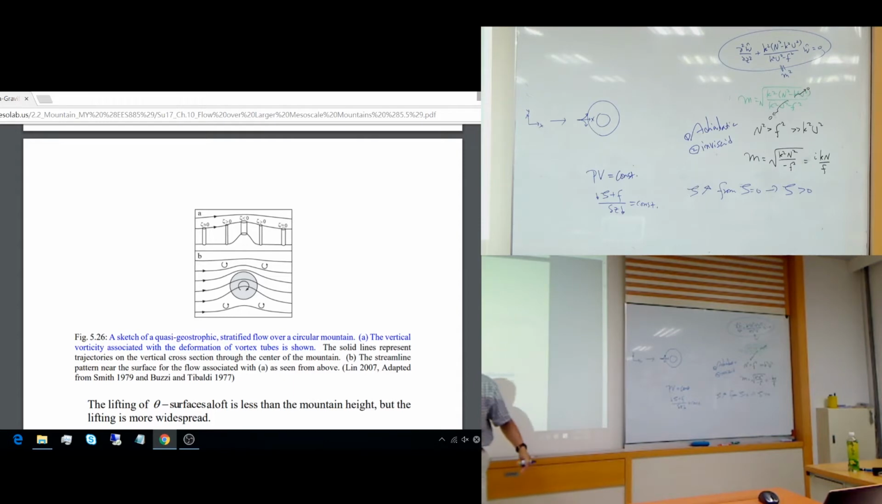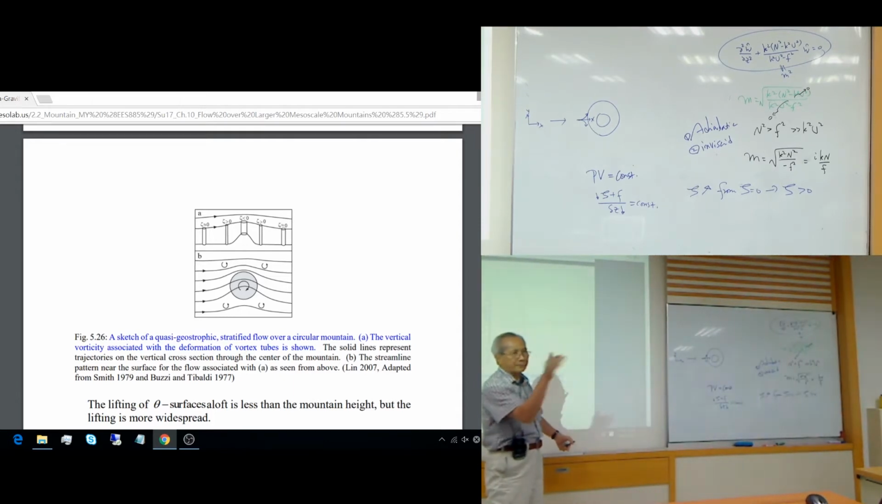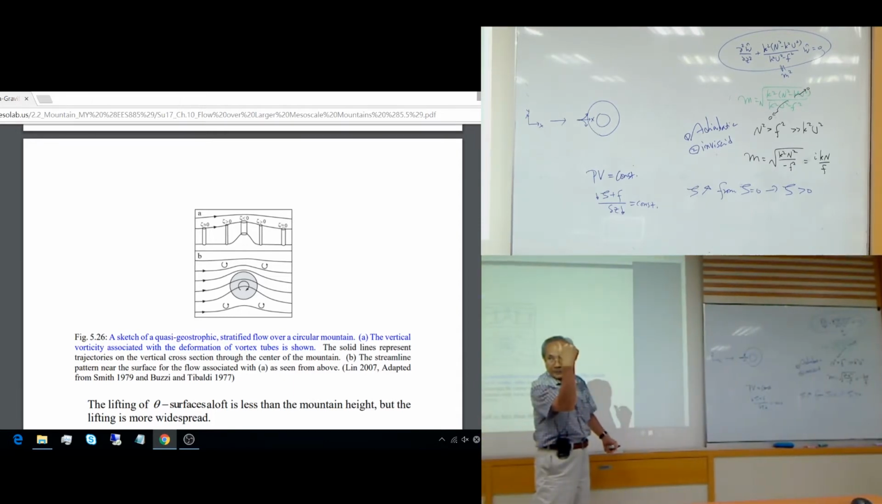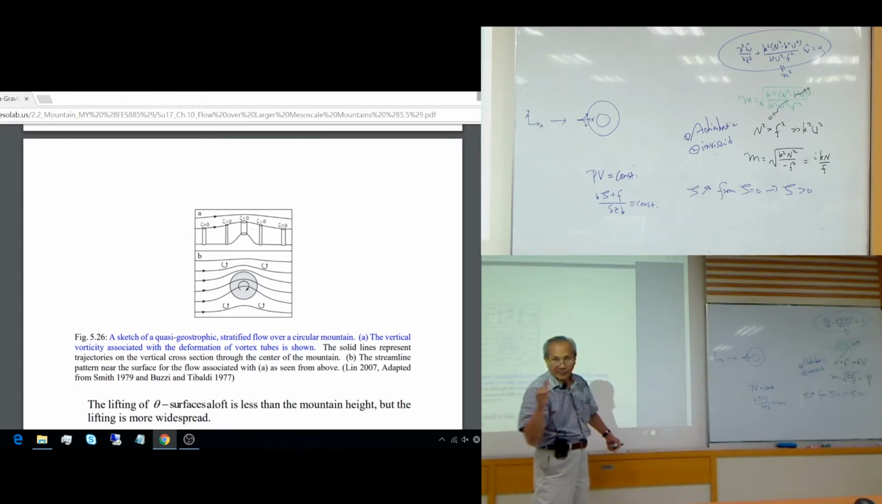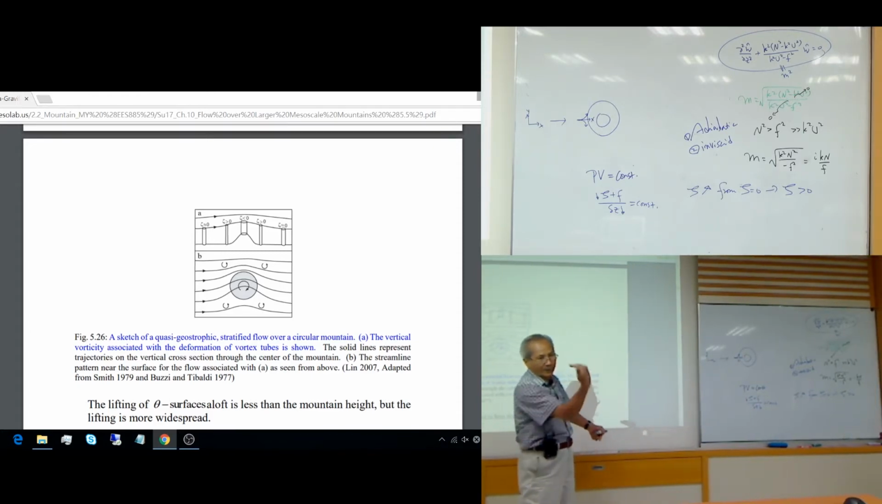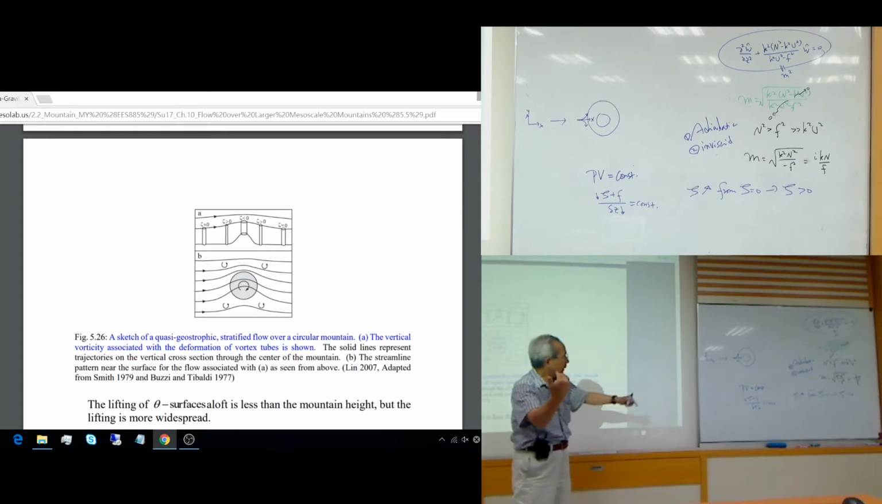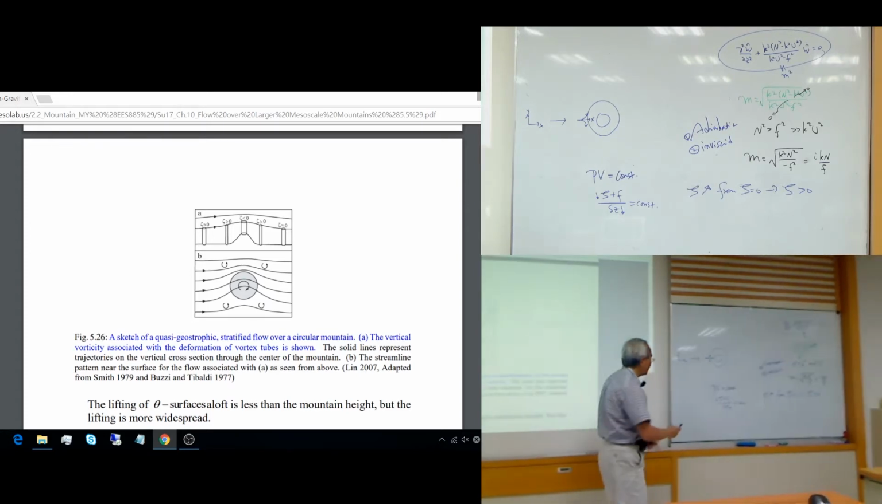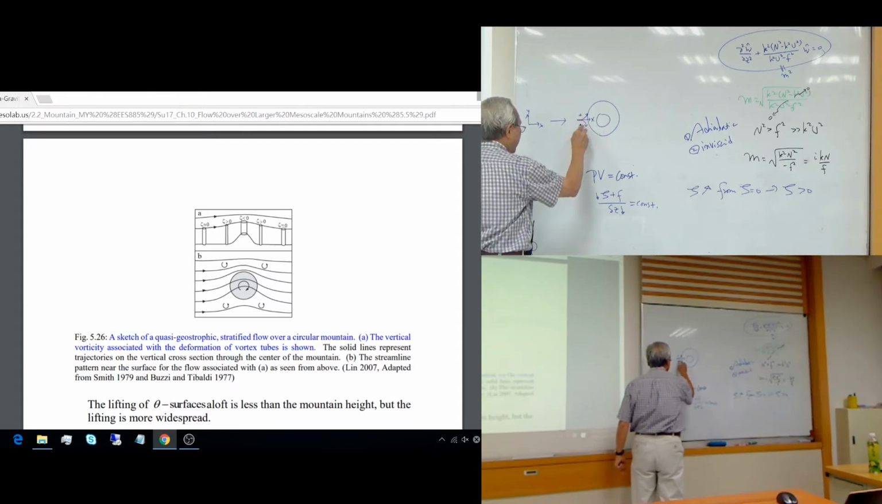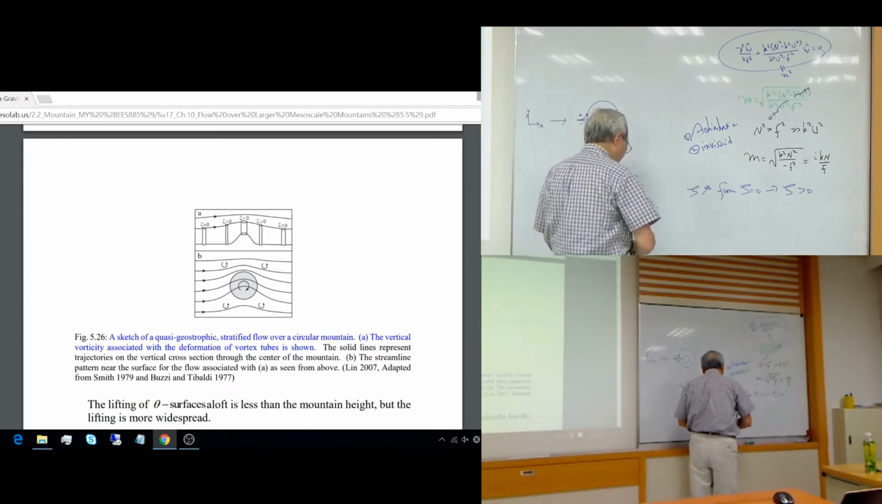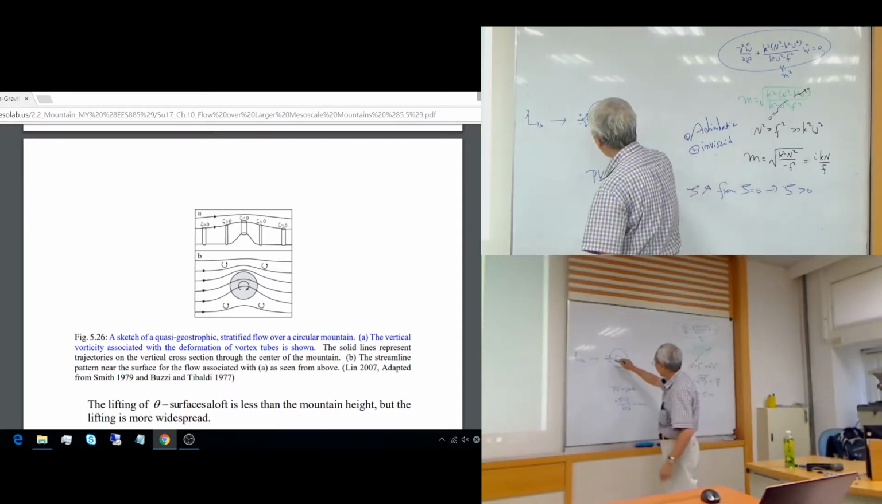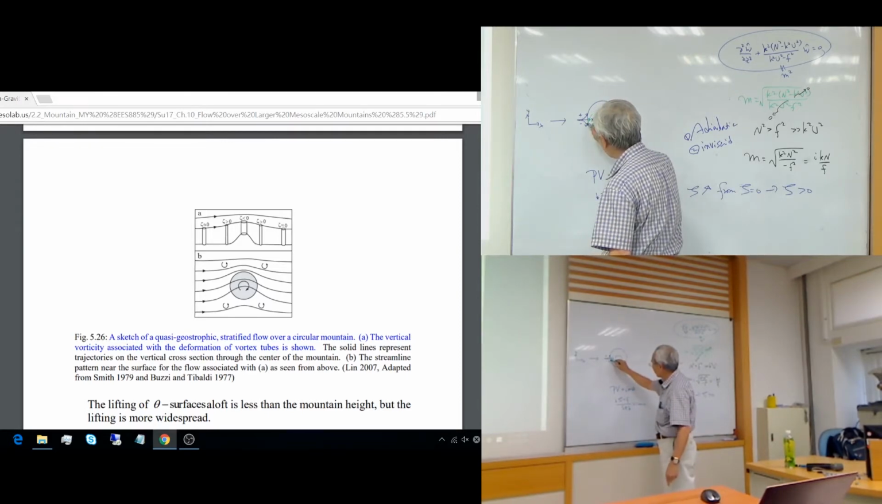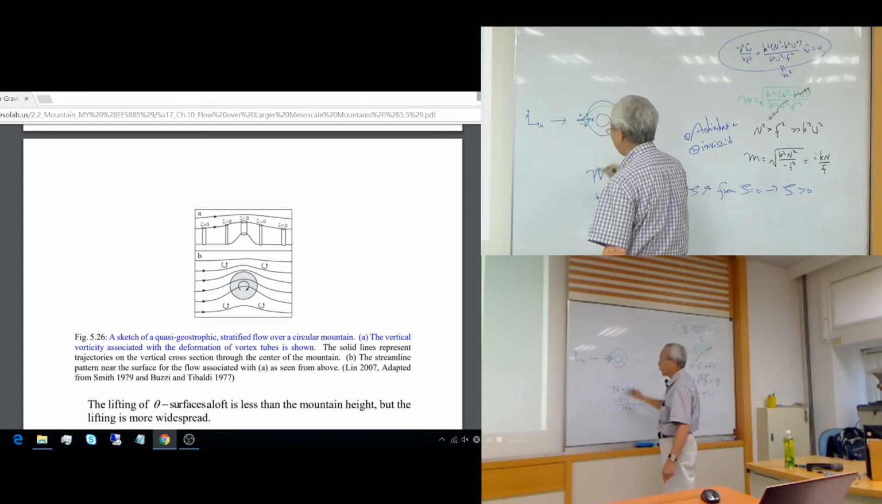So if flow comes in, turn to north, and look at your thumb. Okay, go this way. You turn this way, so go to out of board. That means positive. So this is positive vorticity, this is negative vorticity. So in that case, this is not the case. So flow will go to north and come back here like this.